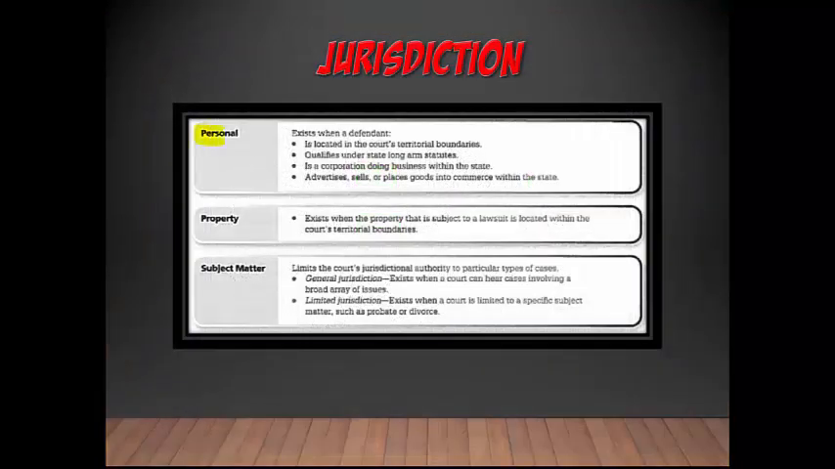So, personal jurisdiction exists when a defendant is domiciled within the court's territorial boundaries, state court or federal court. So that is living in or having a business located within the court's geographical territory, or where the actions or events took place. Property. In rem jurisdiction over the property exists when the property that is the subject of a lawsuit is located within the court's geographical territory.